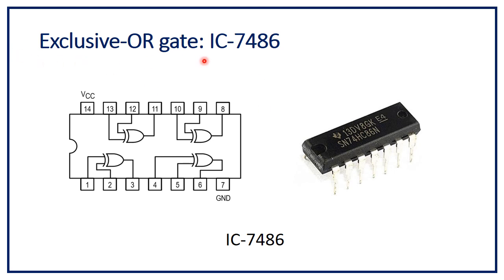Exclusive OR gate, or we can say XOR gate IC. IC number is IC 7486. Again, this is a 14 pin IC. Pin number 7 is ground and 14 is VCC. Again, a single IC has 4 XOR gates.